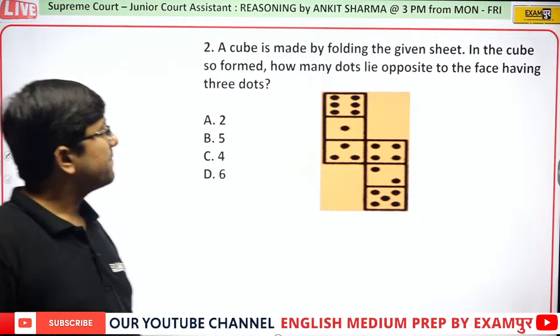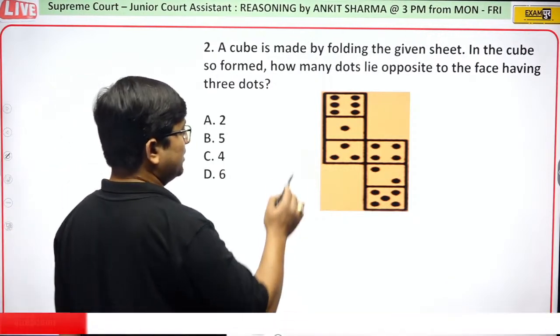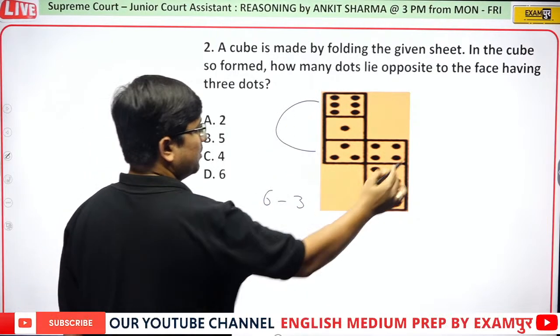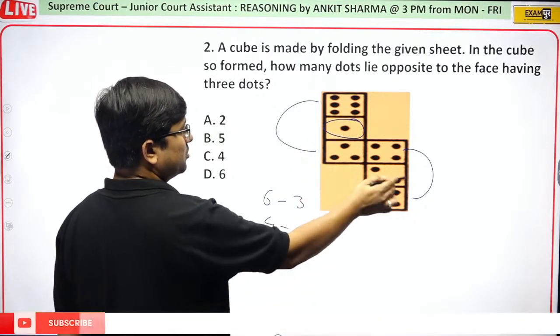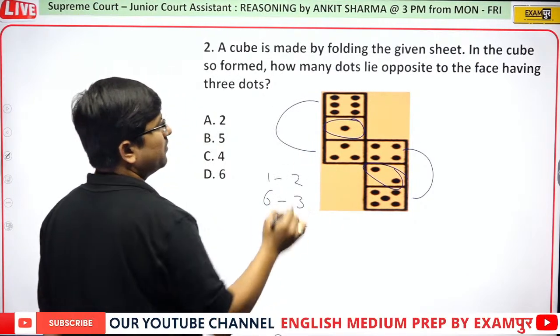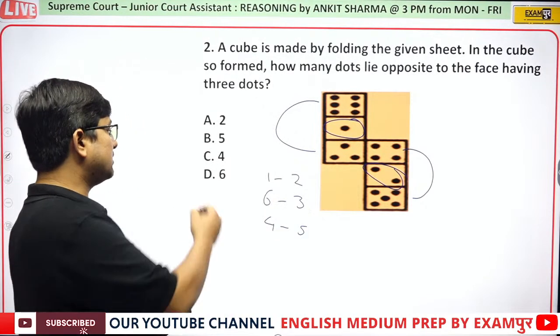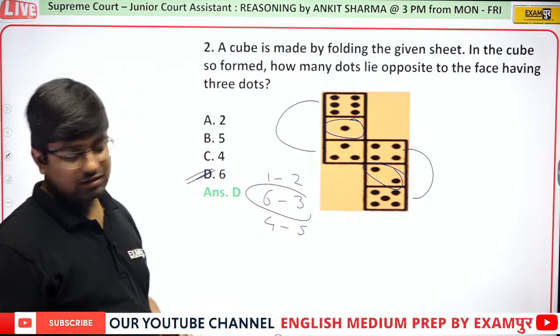Now see, opposite to three dots. This is the open form of a dice, and the faces at a gap of one face are opposite. So 6 is opposite 3, and 4 is opposite 5. So what will be opposite to 1? Opposite to 1 will be 2. So opposite to 3 dots are 6 dots, and that is the right answer. Answer is option number D.